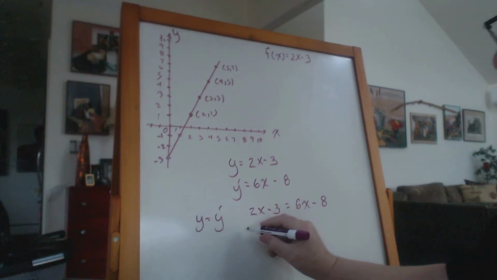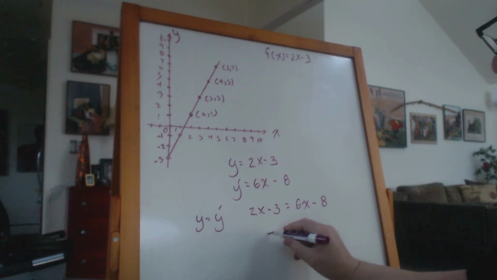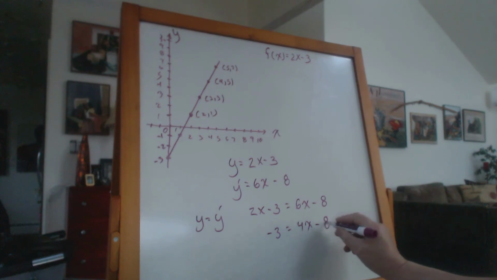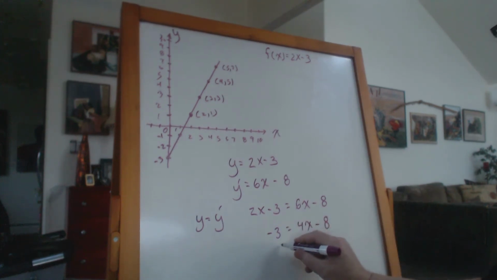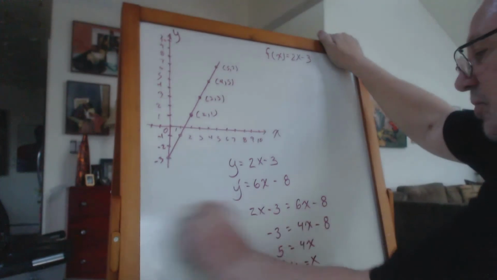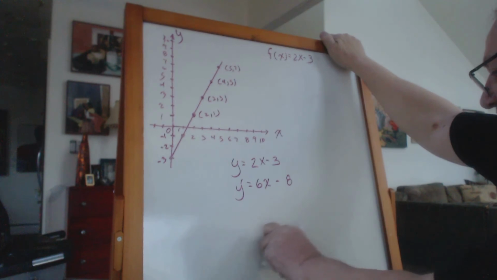If we subtract 2x from each side, we've got minus 3 equals 4x minus 8. We add 8 to each side, and we've got 5 equals 4x. Now we divide both sides by 4, and we have 5/4 equals x. And that's the x value where the two functions are of the same value. That's where their lines intersect.